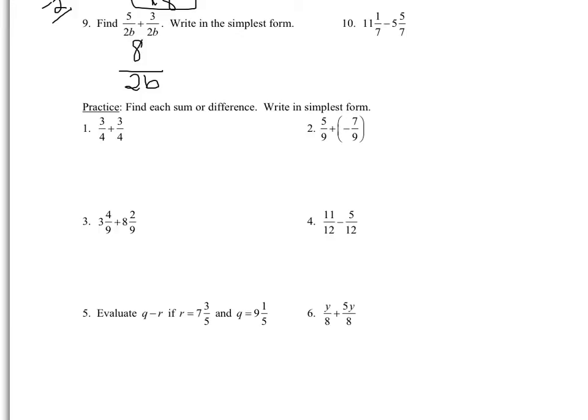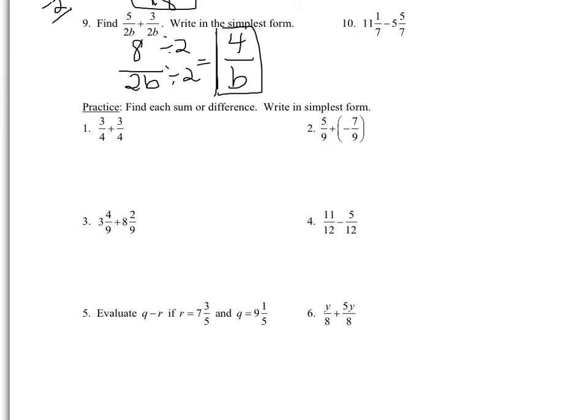Now, the one thing we need to do, though, is simplify. You've got to think of it as, is there anything we can divide both numerator and denominator by? Well, we can divide numerator and denominator here by 2. Because 8 divided by 2 would be 4, and 2b divided by 2 would just leave you a plain old b in the denominator. So 4 over b would be your answer.